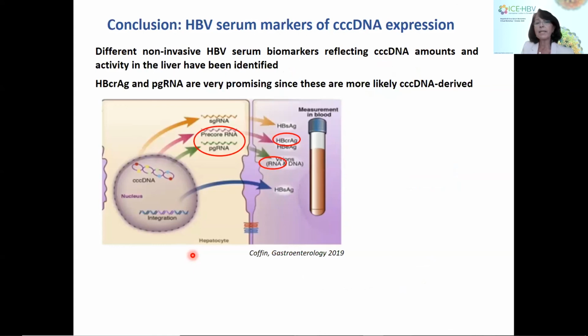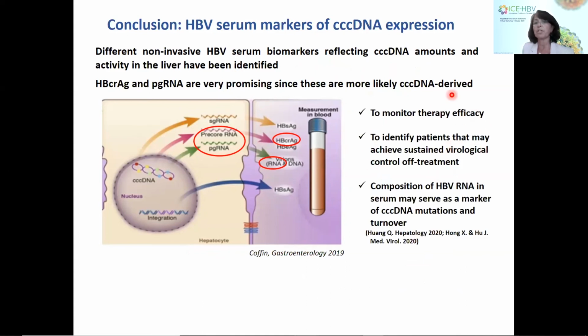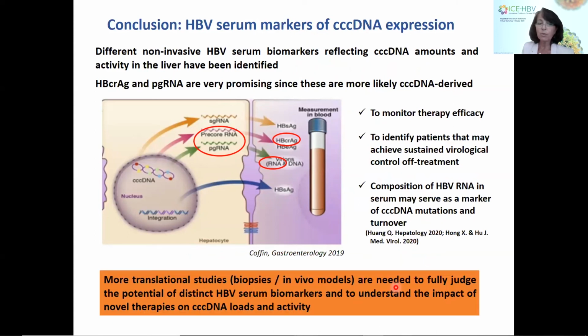So to conclude, different non-invasive markers reflecting cccDNA amount and activity have been identified. Maybe correlated antigen and pregenomic RNA are promising, since they are more likely derived from the cccDNA, for the type of approach that I was mentioning. And just to mention, the composition of the RNA species might also serve as a marker of cccDNA mutation turnover, as was mentioned in a very provocative recent study. But to conclude, I still think that more translational studies, biopsies and in vivo models are needed to fully evaluate the potential of these markers and to understand the impact of novel therapy on cccDNA loads and activity. And with this, I'm finished, and I thank you for your attention.